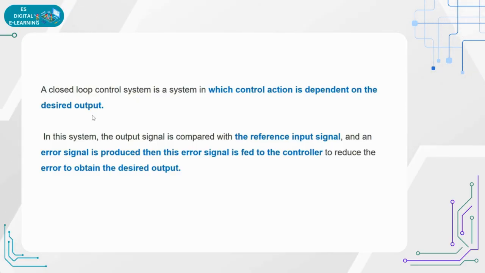Then this error signal is fed to the controller to reduce the error and to obtain the desired output. You can write down the same sentence. Is it clear right now?